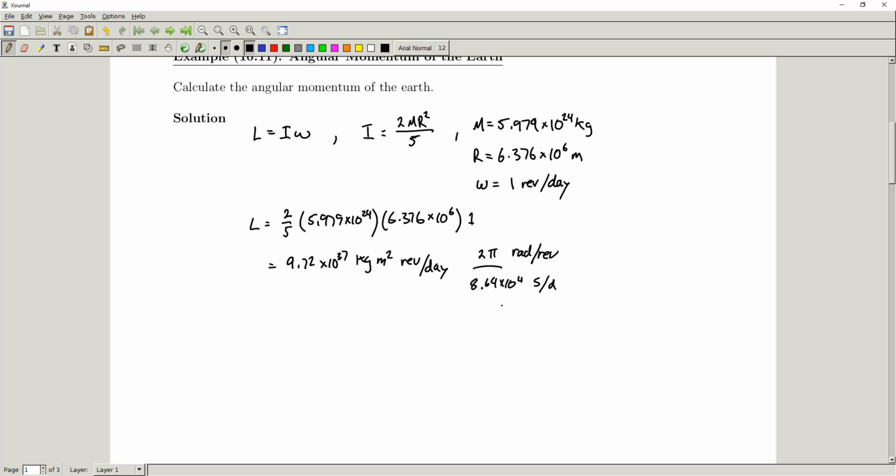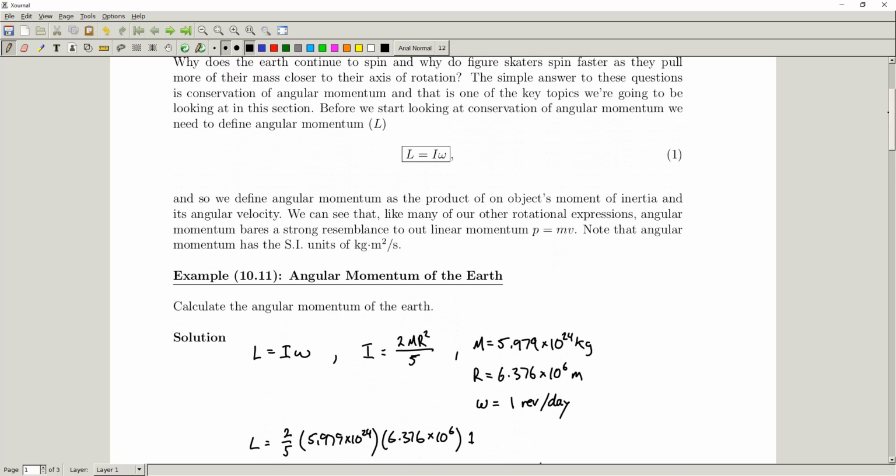If we do that calculation, we end up getting that L is equal to 7.07 times 10 to the 33 kilogram meters squared per second. That is the angular momentum of the Earth. We can put a box around that. That's our final answer for that question, and that's how we can make use of the angular momentum formula.